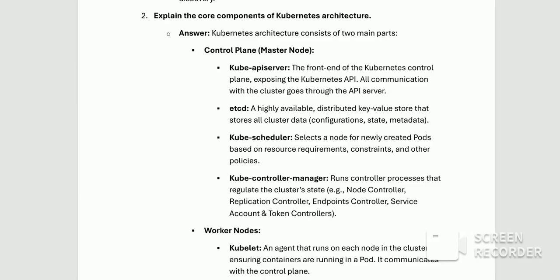The last one is Kube Controller Manager. There are two options: we can use Kube Controller Manager, or we can use Cloud Controller Manager. The Kube Controller Manager or the Cloud Controller Manager basically runs controller processes that regulate the cluster state. Examples: node controller, replication controller, endpoint controller, service account, and token controllers.